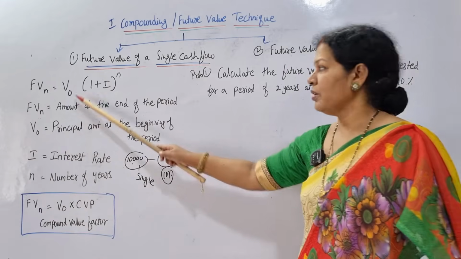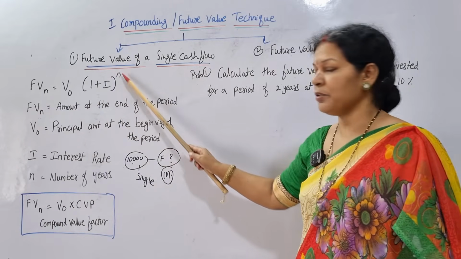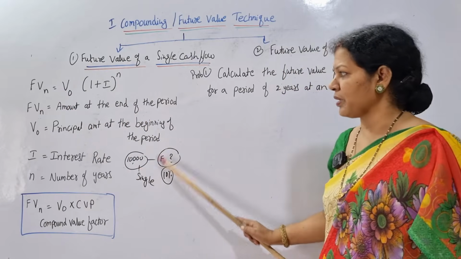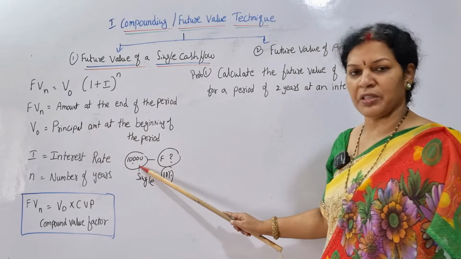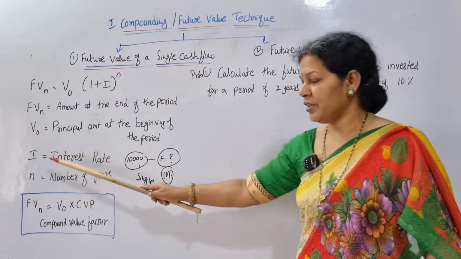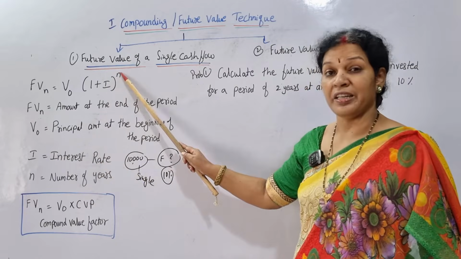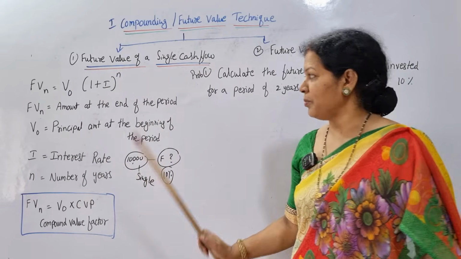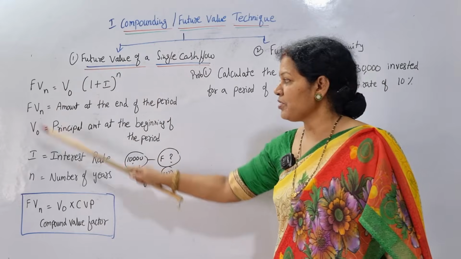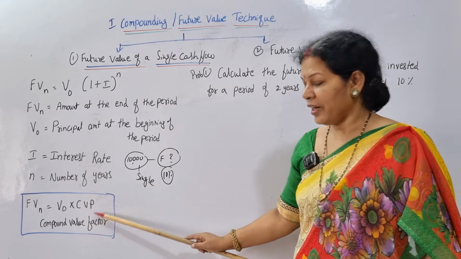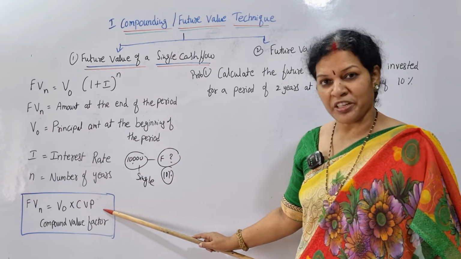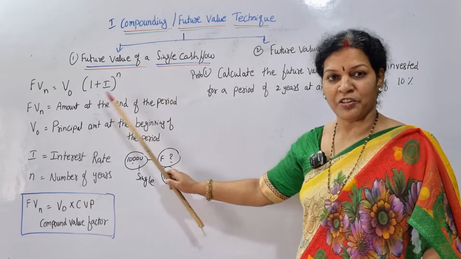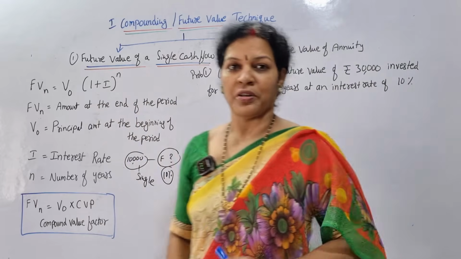FVn equals V0 into (1 plus i) to the power of n. FVn is the amount at the end of the period, which we are going to calculate. V0 is the principal amount at the beginning, how much you are investing. i is the interest rate, and n is the number of years you are investing. Clear? We'll see a problem. Only this you need to remember. This is manual calculation, and there is also the table method with cash flow tables. I'll focus on that later. Right now remember only the manual calculation. Let's focus on the problem.